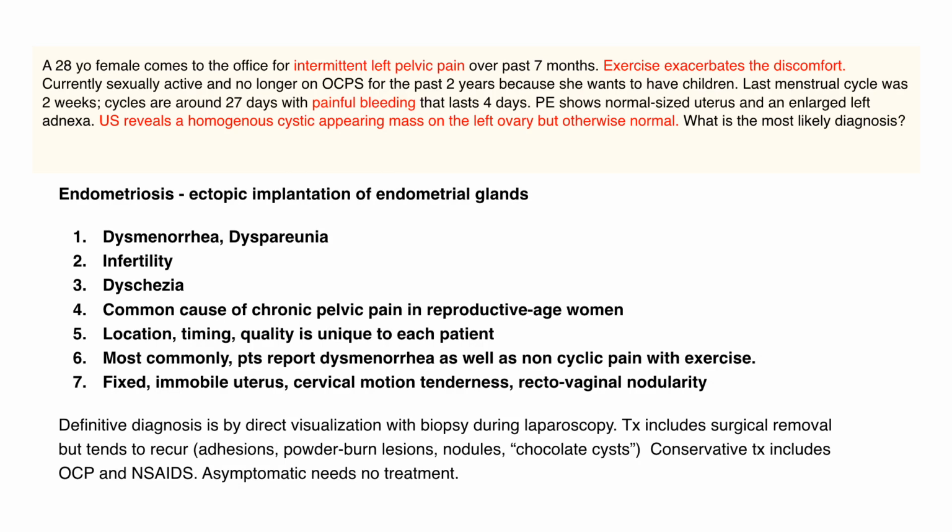Definitive diagnosis is made by direct visualization with biopsy during laparoscopy. Treatment includes surgical removal but tends to reoccur. This can cause adhesions, powder burn lesions, nodules, and chocolate cysts. Conservative treatment includes OCPs, NSAIDs, and asymptomatic patients need no treatment. Chocolate cyst is a buzzword for endometriosis.